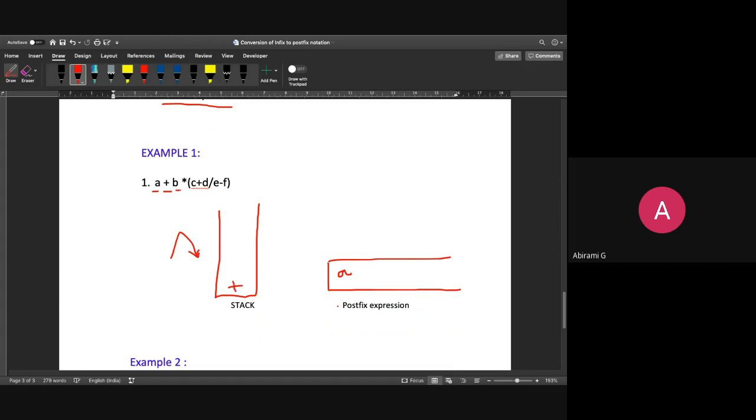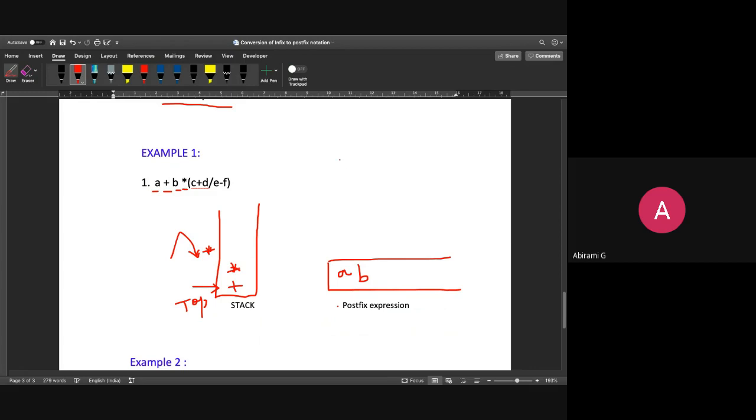What is the next input symbol? B. B is an operand, so directly place it in the postfix expression. Then the next input symbol is star, multiplication. Before placing multiplication, we need to check the top of the stack. The top of the stack is plus. Here, before placing star, we need to check the precedence. The precedence of star is higher than plus, so we can place star here.